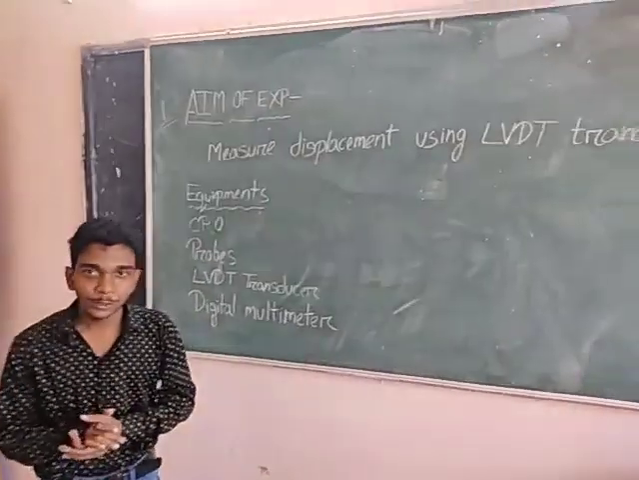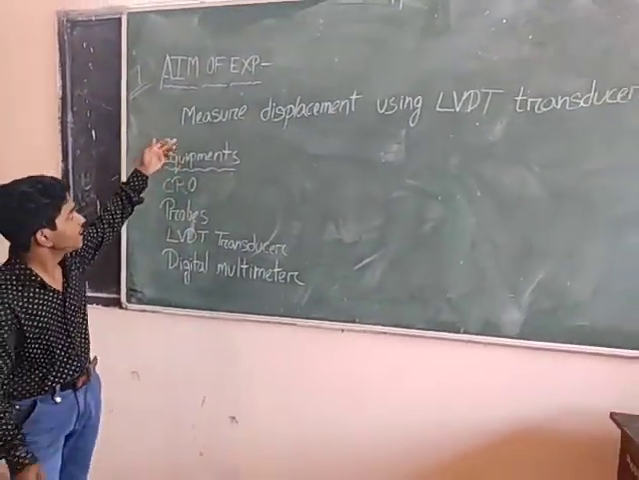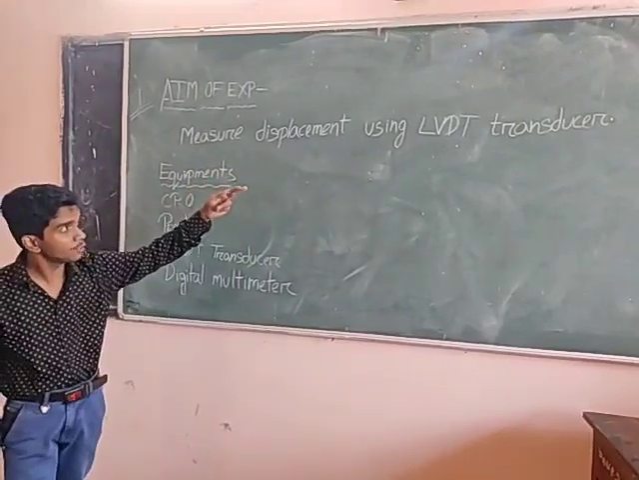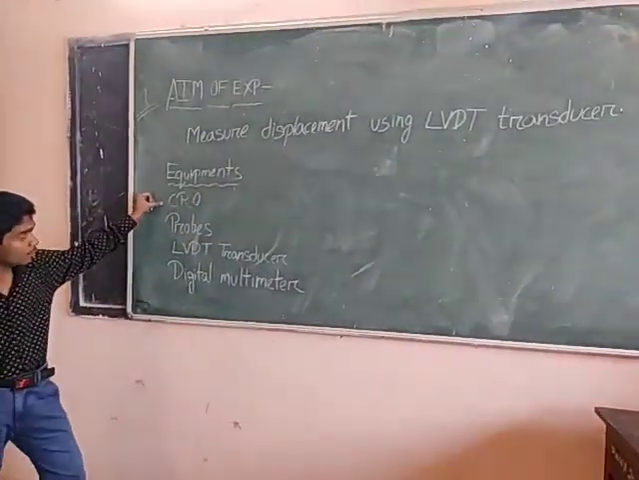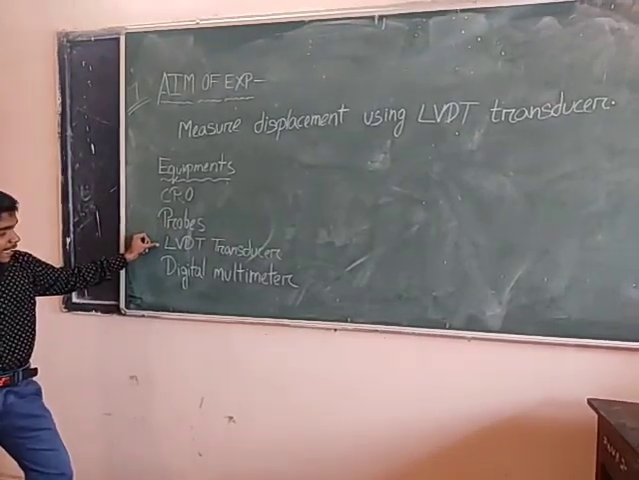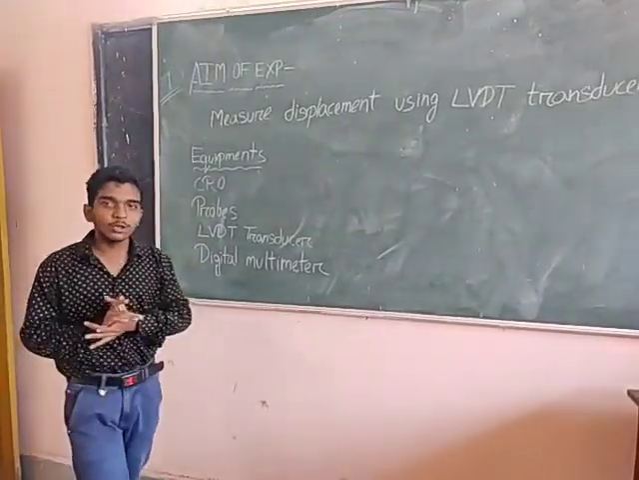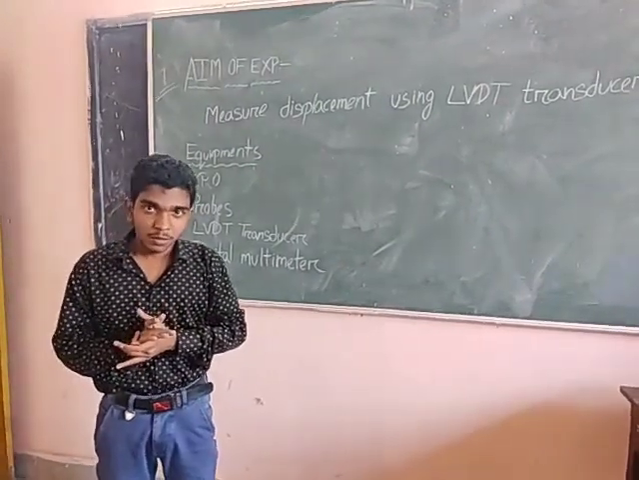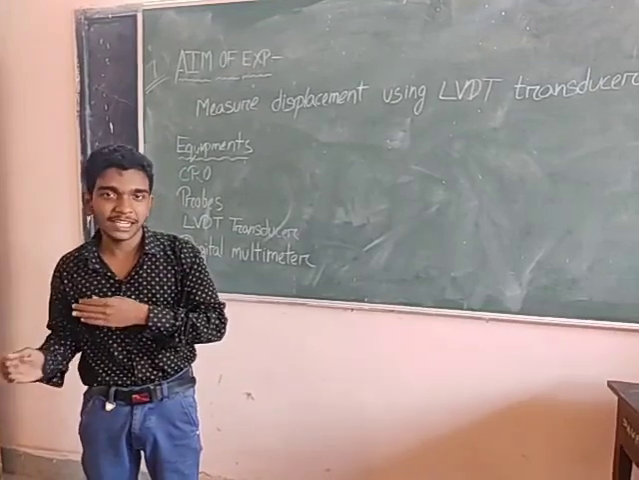Good morning students. Today we perform our experiment number 7. The aim of the experiment is to measure displacement using an LVDT transducer. Equipment: CRO, probes, LVDT transducer, digital multimeter. But before performing our experiment, we should know the basic formula and basic things of LVDT. Let's start.